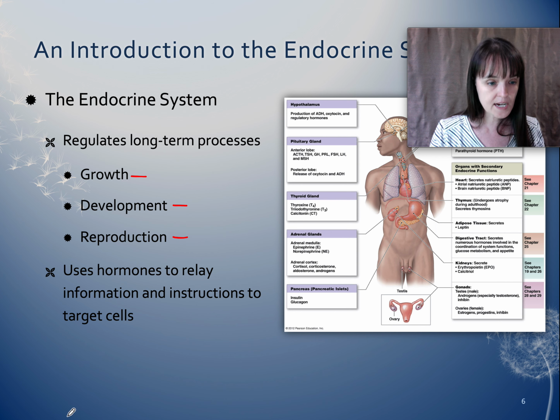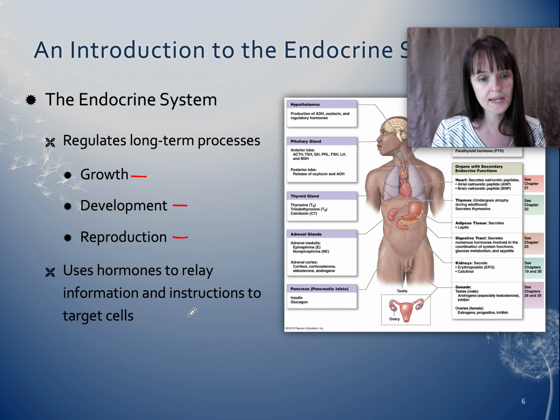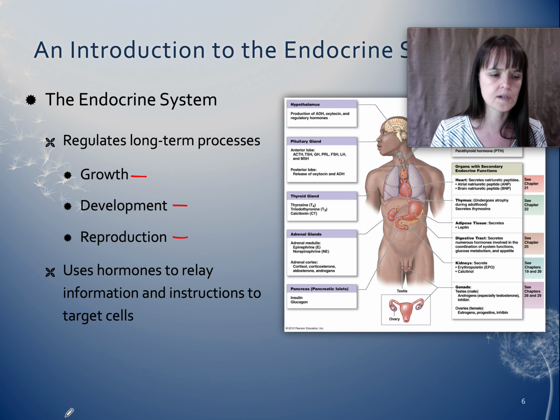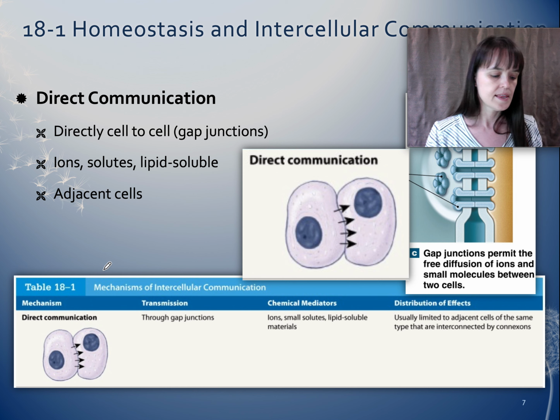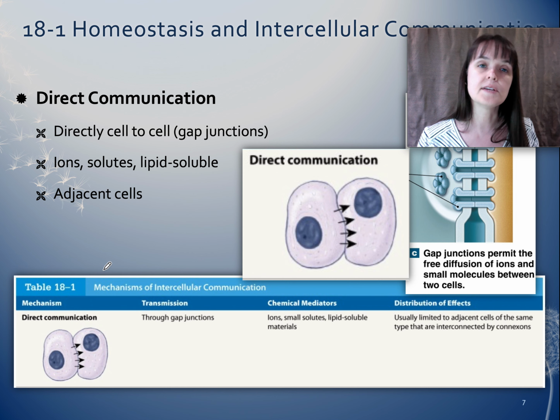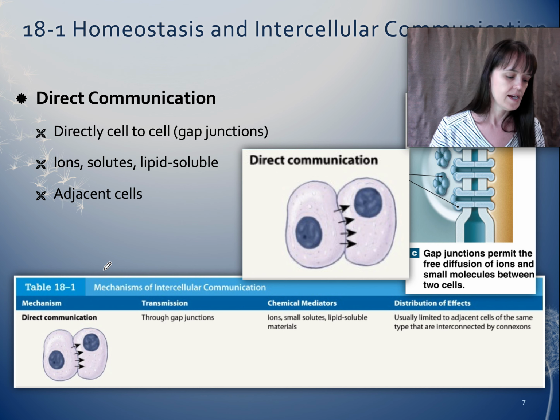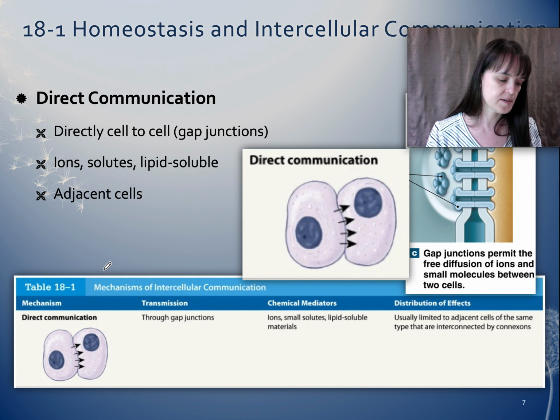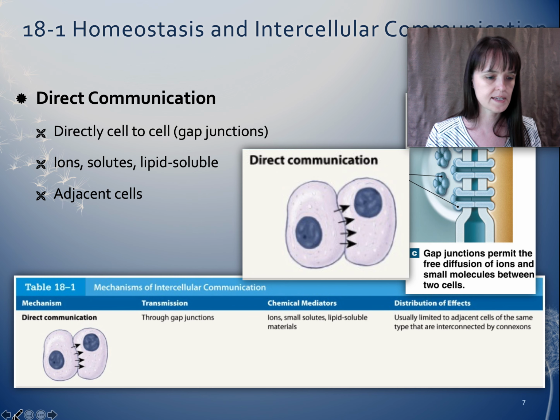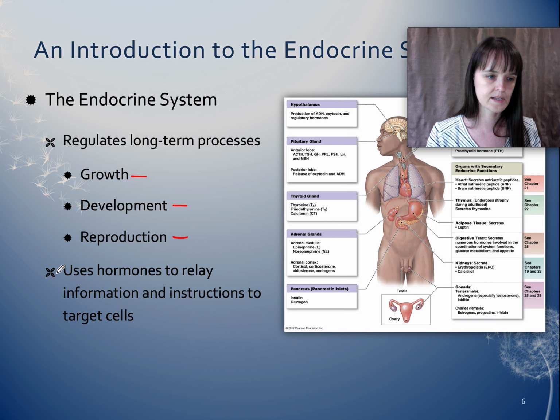And then there are different types of hormones to relay information and instruction to target cells, and we'll talk about target cells. There are different mechanisms of intercellular communication. Endocrine is only one. So let's talk about the others briefly, and then we will dig into endocrine for the rest of this note set. Endocrine regulates long-term processes like growth, development, and reproduction. Actually, that's everything I had on the previous slide. Use hormones to relay information to the target cells.